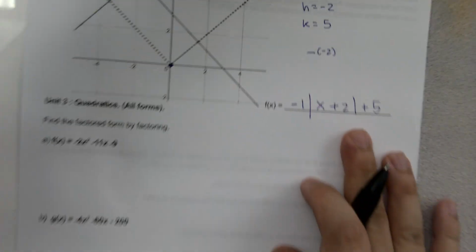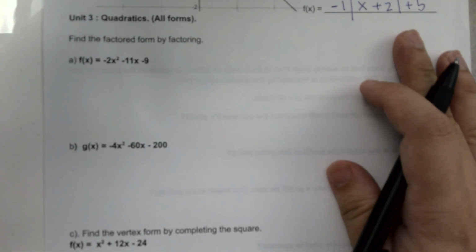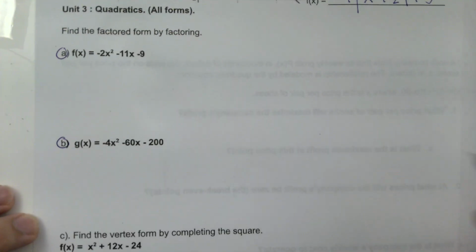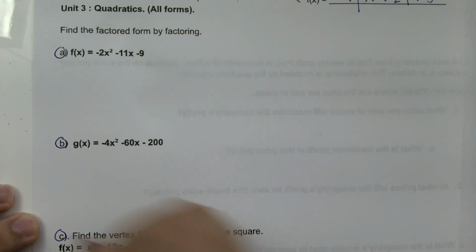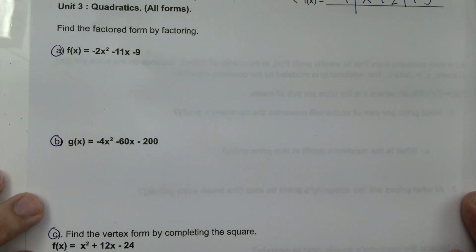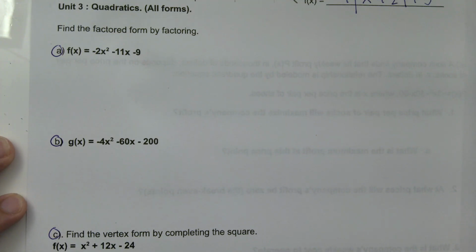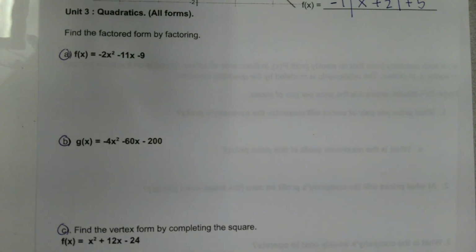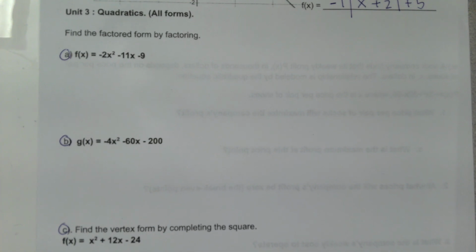Now the fun stuff. Quadratics will be the majority of your final. There will be a question exactly like A and B on the final. There will be a question exactly like C on the final. And there will be a question exactly like the 2 examples on the back. Find the factored form by factoring.